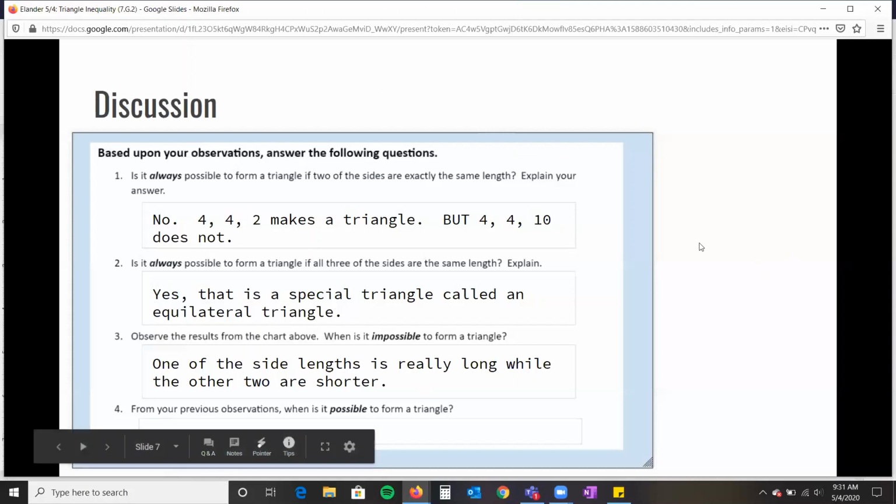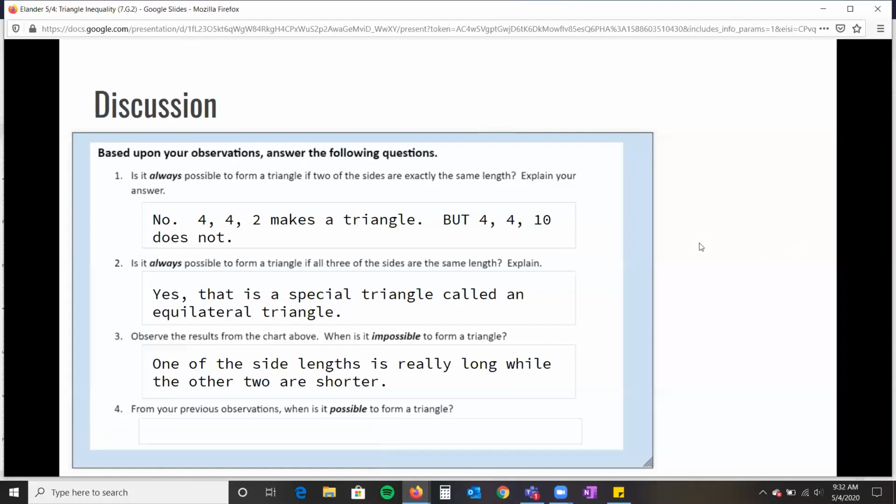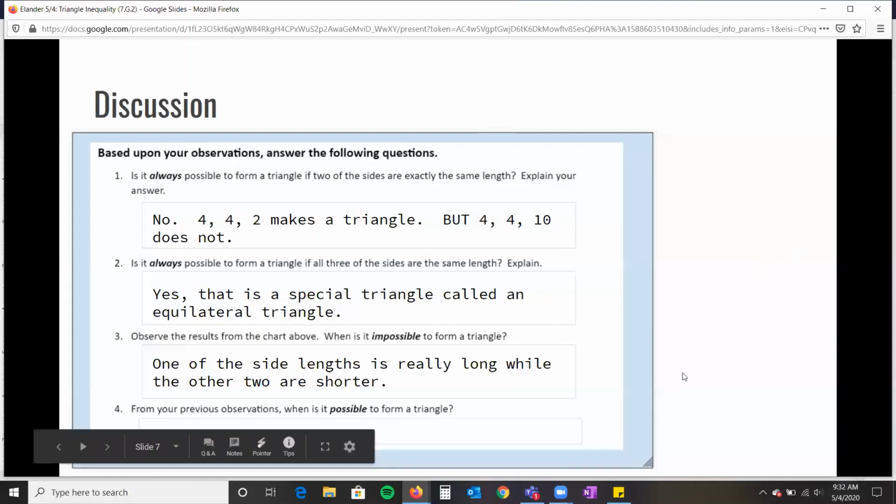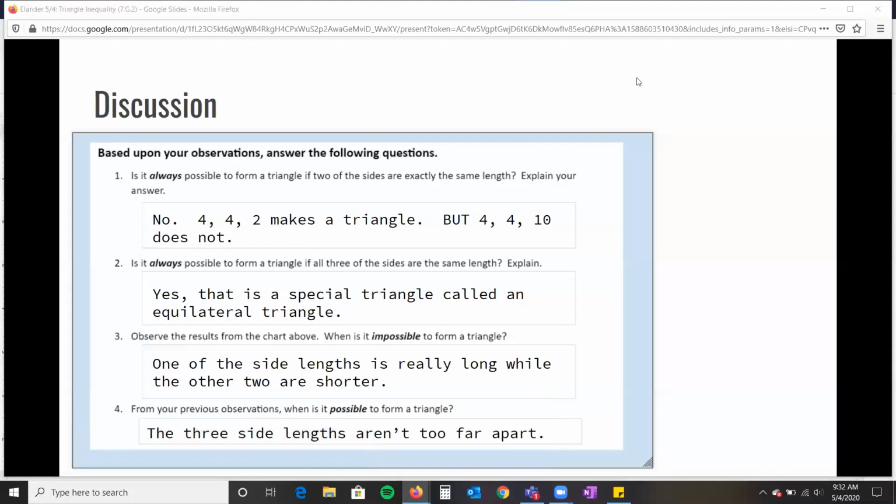And number 4, from your previous observations, when is it possible to form a triangle? And that's what I want you guys to put here real quick. I've been talking too much. So I want you guys to type in the chat, take about 20 seconds, type in the chat what you put for number 4, okay? So you can just copy and paste your answer from number 4 and put it in the chat. Okay, so go ahead and do that now. I want to see what you guys discovered, what you guys think you figured out. All right.